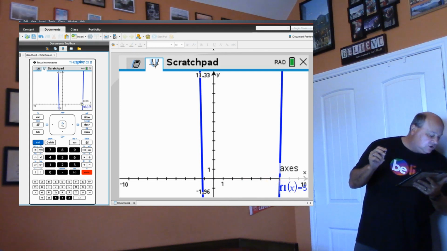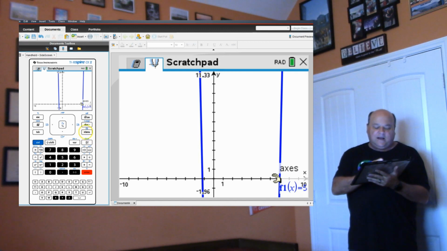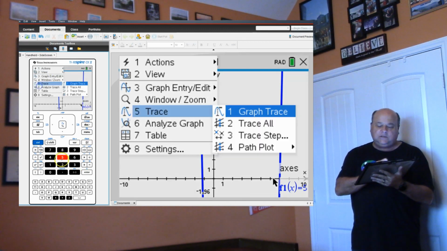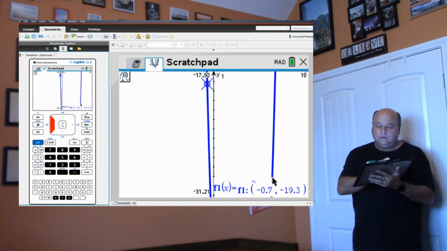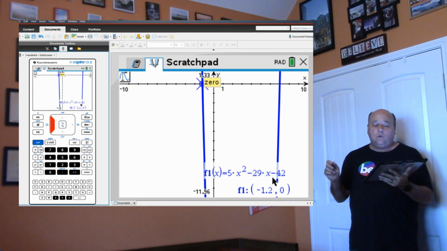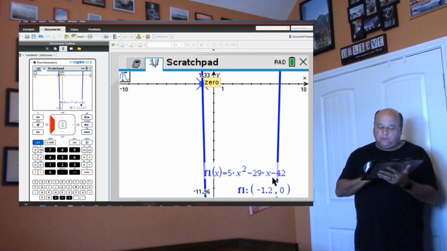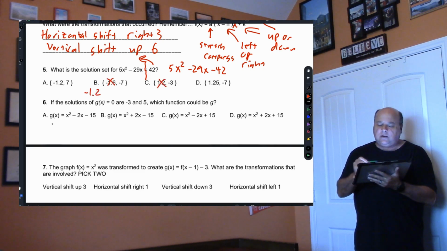Now then, notice they're multiple choice. So I'm going to hit menu 5-1, menu, trace, graph trace, then hit the left arrow button, and then bam, my zero is negative 1.2. So go to your paper, and I know one of my answer choices has to be negative 1.2. The only one that has it: this one's not right, this one's not right, this one's not right. So let's type in 7. If 7 is it, it's going to be right.